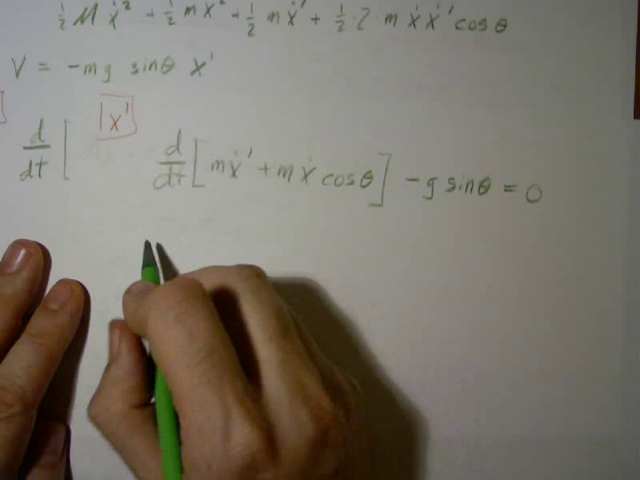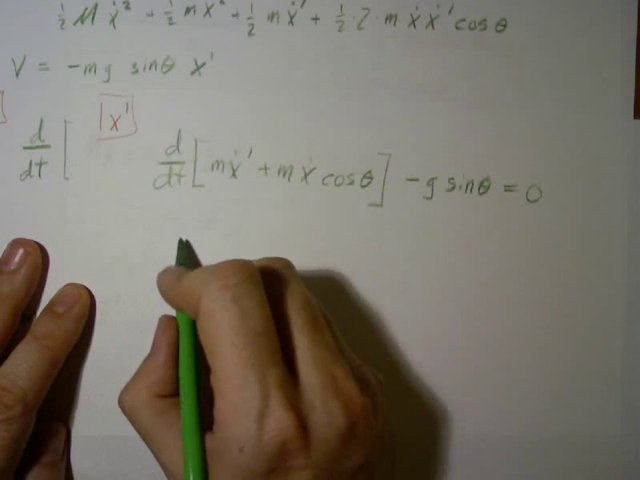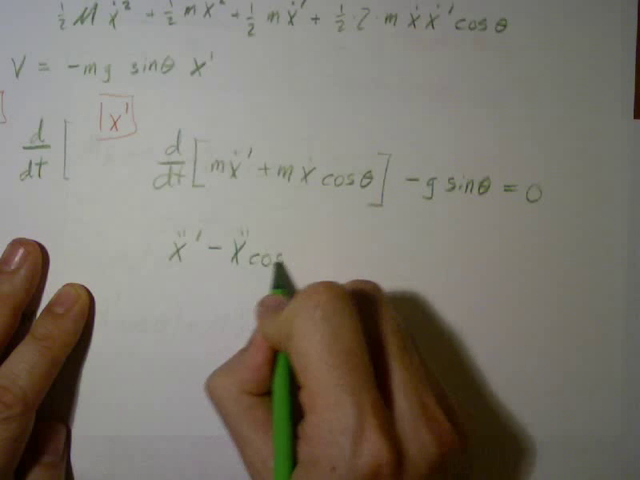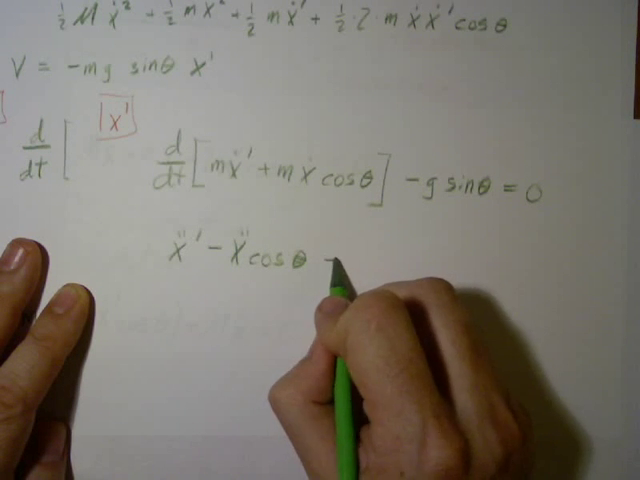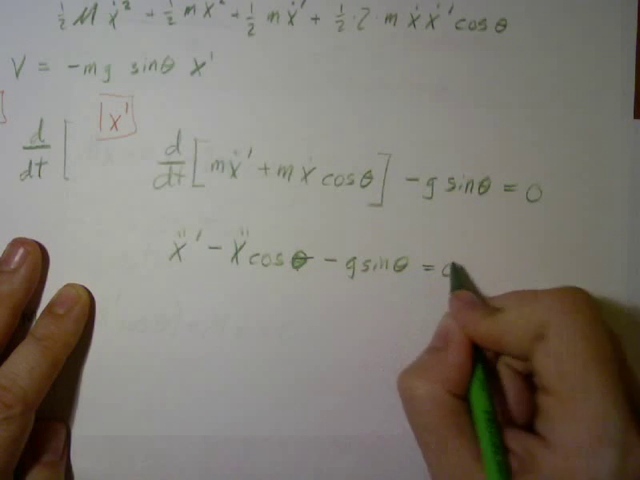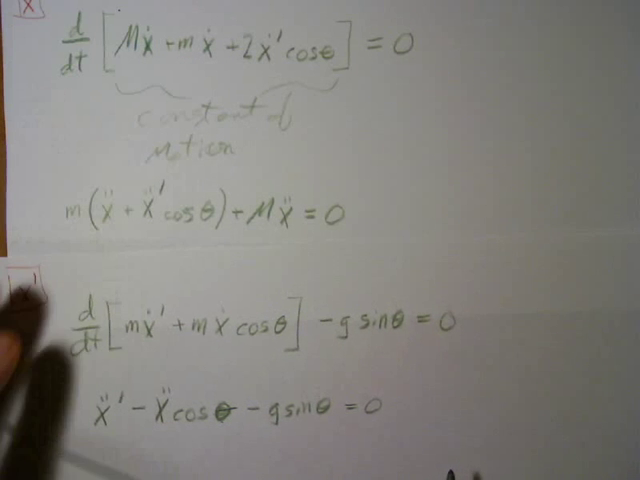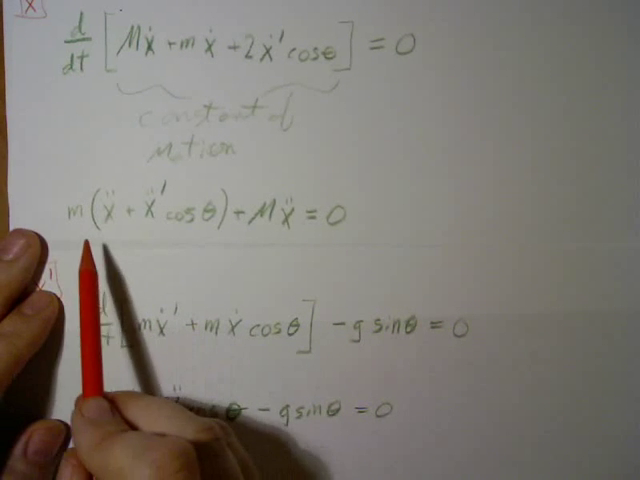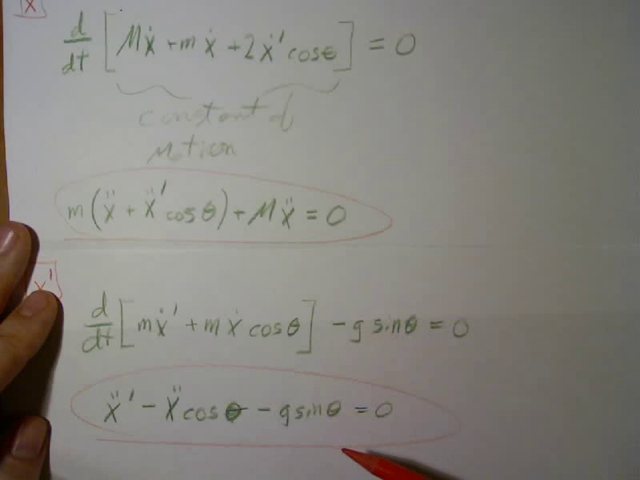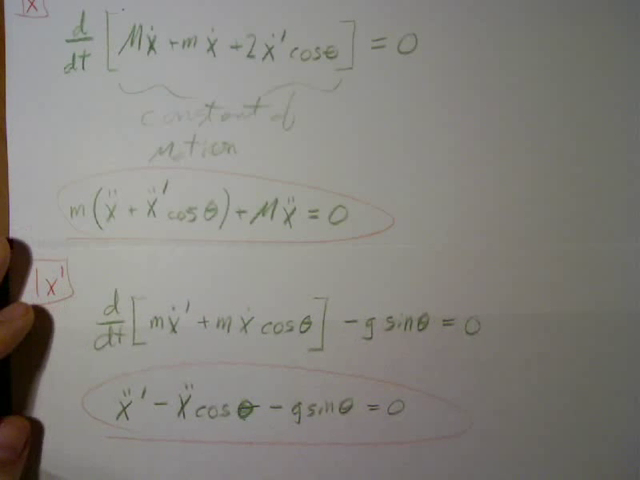So, evaluating and simplifying, we get x double dot prime minus x double dot cosine theta minus g sine theta equals 0. Now we have 2 second-order equations. Now we can use these 2 in a little bit of algebra. We won't need anything else, just a bit of algebra. Substitution. We can solve for what x double dot and x prime double dot are. So we can understand the equation of the acceleration of each of those.